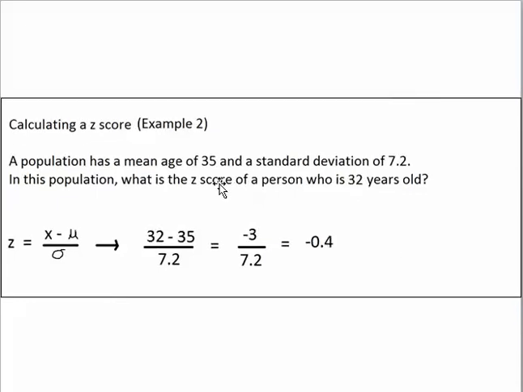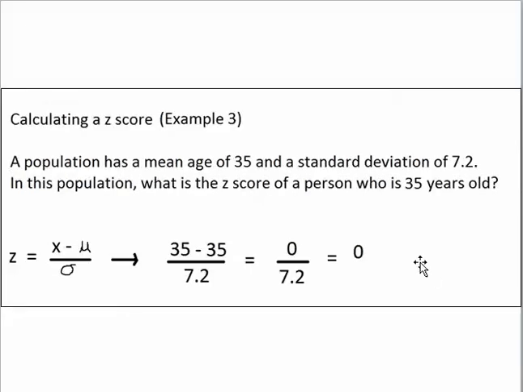Here's another example. A population has a mean age of 35 and a standard deviation of 7.2. In this population, what's the z-score of a person who's 32 years old? To get the z-score, we take the age of 32, subtract it by the mean, and divide by the standard deviation. 32 minus 35 is -3, and then -3 divided by 7.2 is -0.4. In this population, a 32-year-old has a z-score of -0.4. And it makes sense that this came out to a negative number because 32 is below the mean of 35.